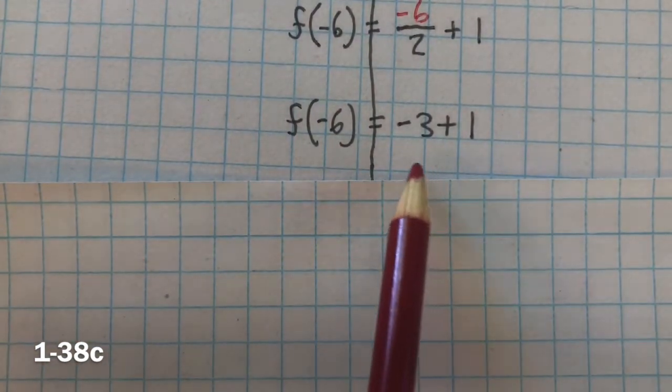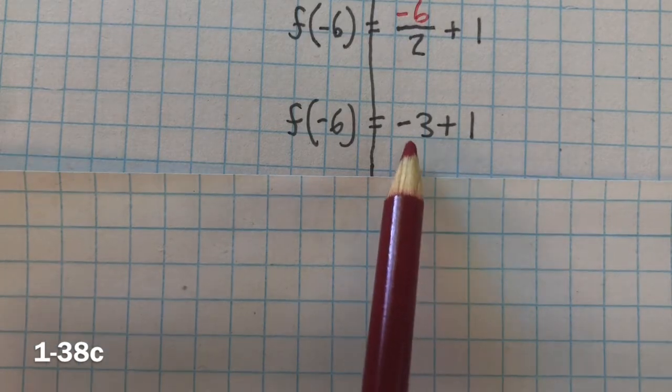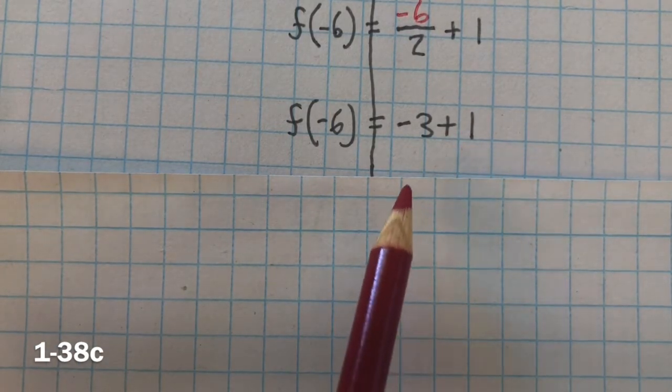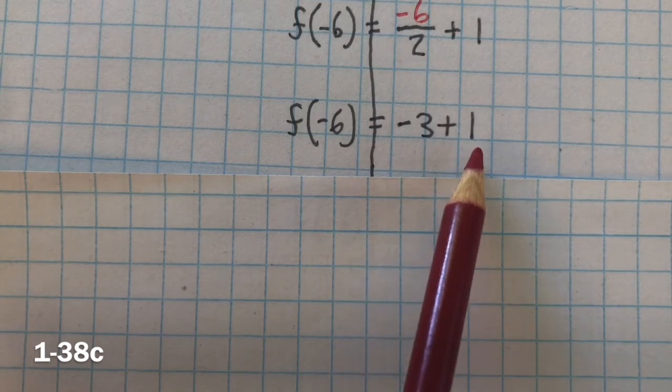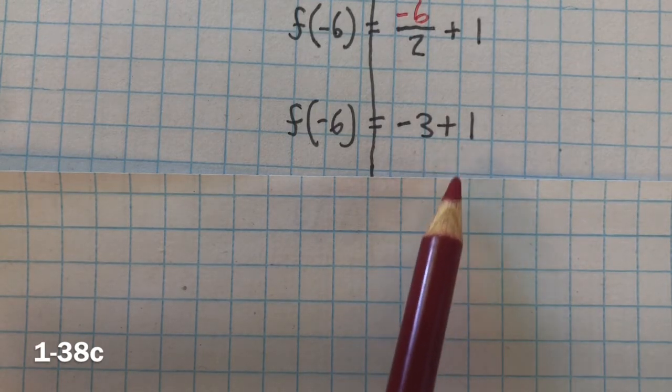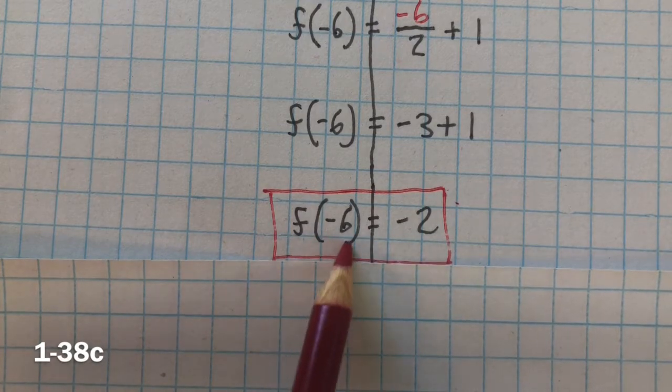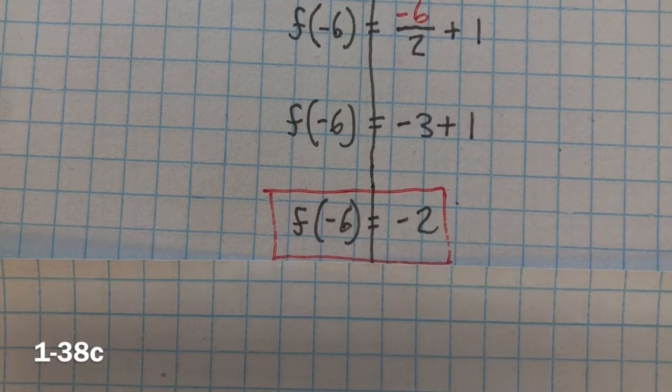Now we have negative 3 plus 1. We have more negatives than positives, so we know the value is going to be a negative number. Signs are opposite, so we subtract. 3 minus 1 is 2. So we get the function of negative 6 equals negative 2.